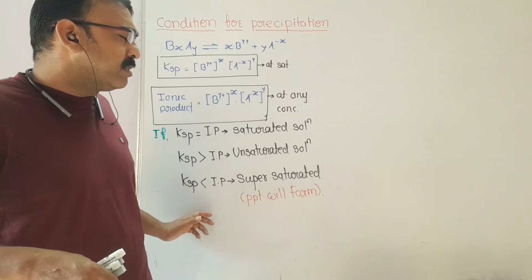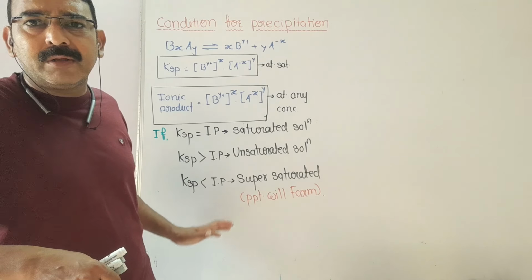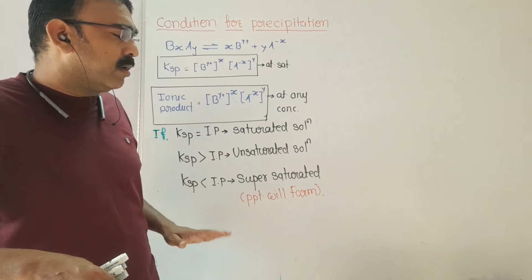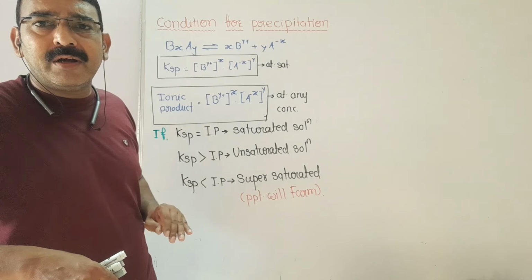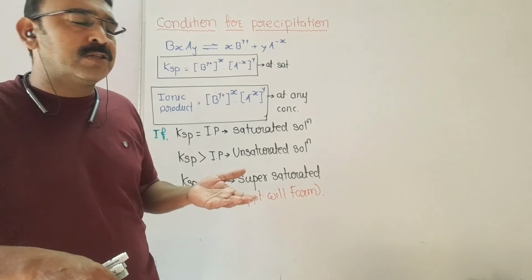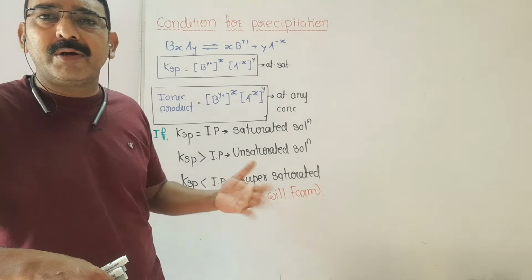These are the conditions for precipitation. For the precipitation, solubility product must be smaller than ionic product, or ionic product must be greater than solubility product.